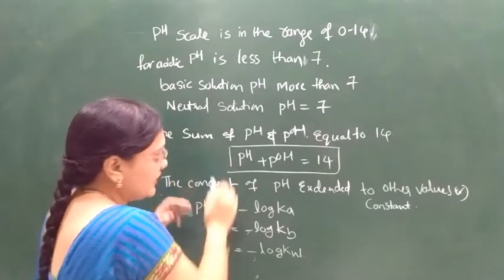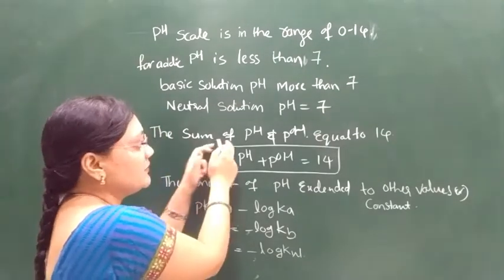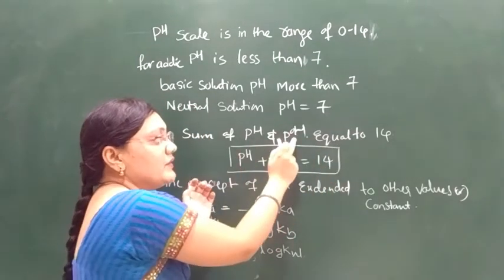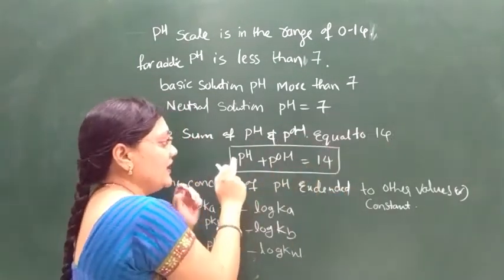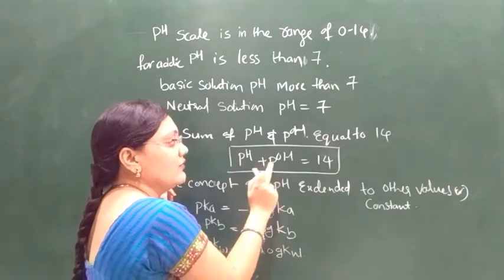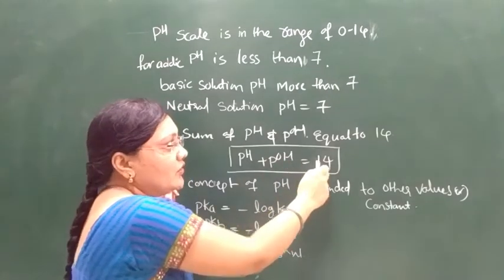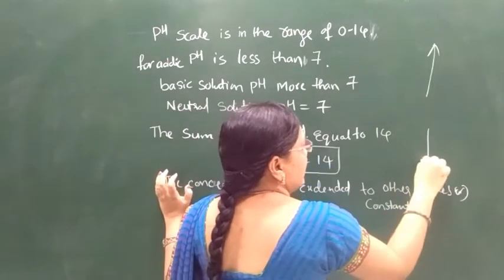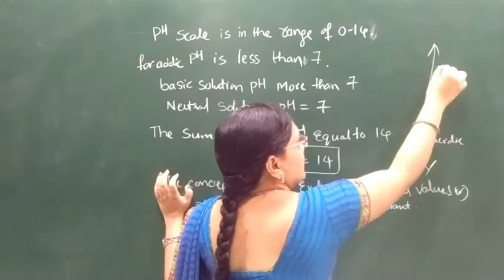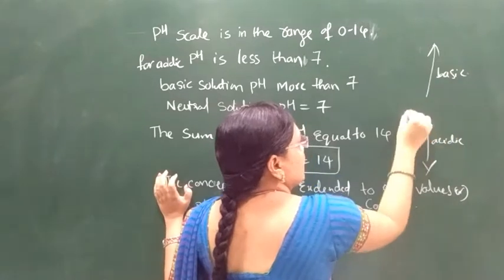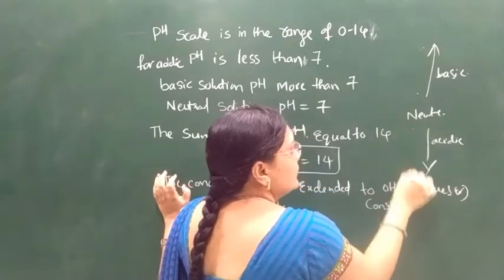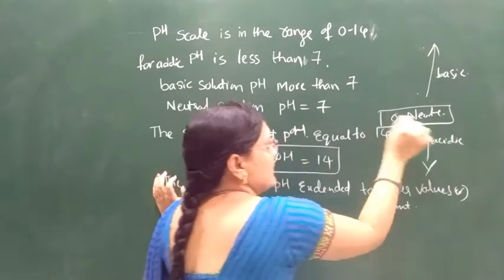And next is the concept that the sum of pH and pOH is equal to 14. pH plus pOH equals 14 is very important. This side is the acidic solution, this is the basic solution, and this is the neutral. Acidic is less than 7, basic is more than 7, and neutral solution is 7.